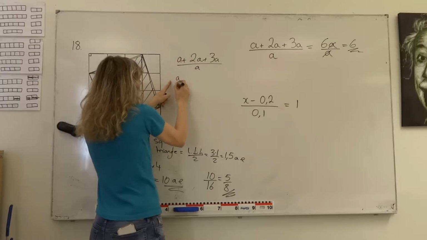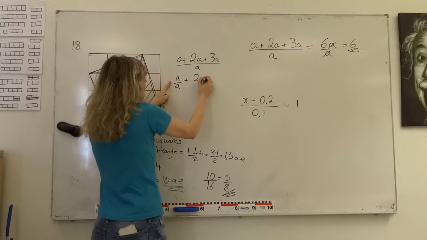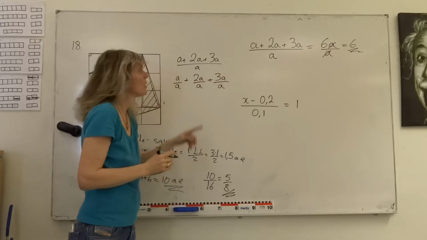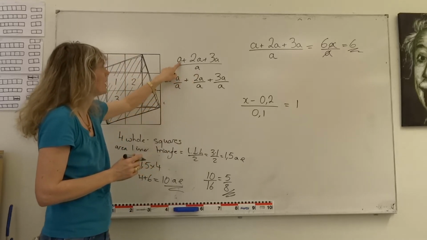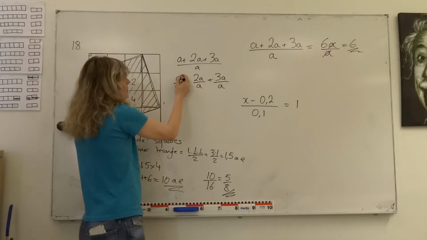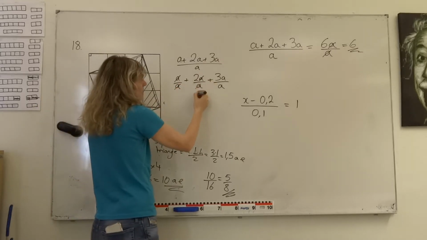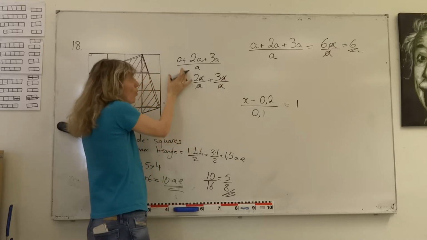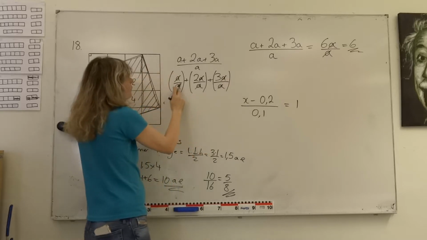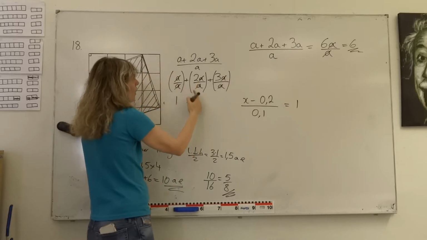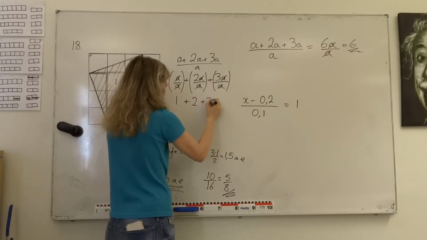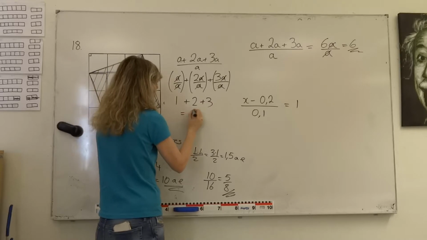It means it's a divided by a, plus 2 lots of a divided by a, plus 3 lots of a divided by a. So this a down here has to divide into the a term, the 2a term and the 3a term. Now you can cancel this a with this a with this a, and this a with this a, because they're all in the same divide sign here. A divided by a would be 1. 2 divided by 1 would be 2. 3 divided by 1 would be 3. 1 plus 2 plus 3 is 6.